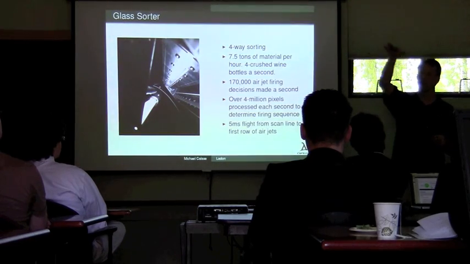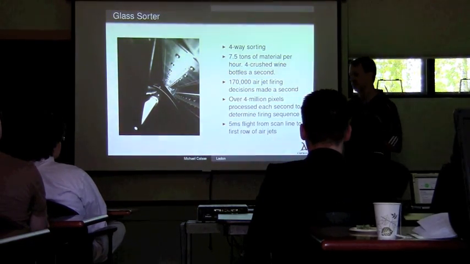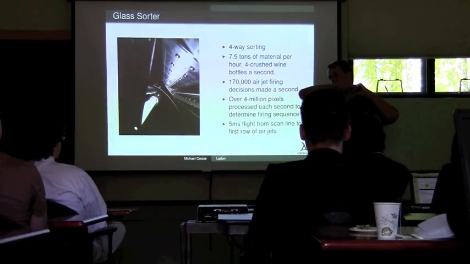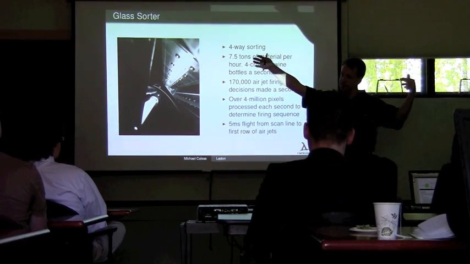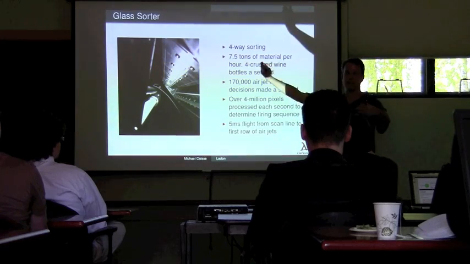The material falls off, and as it falls off in midair, there's a line scan camera. A line scan camera basically is a camera that only can see one line of pixels, and it sees basically 2K of pixels across. And as the material falls in front of it, it keeps scanning that, and it produces an image.